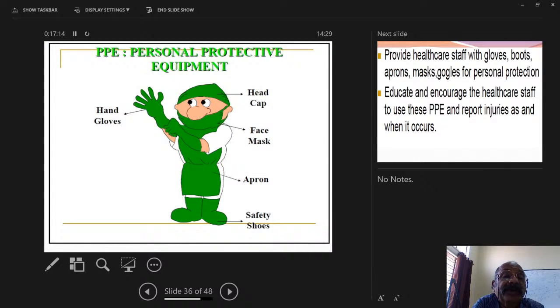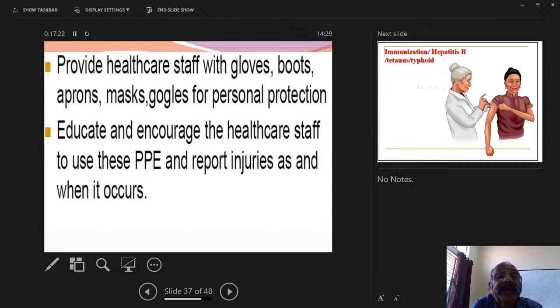So personal protective equipment: hand gloves, head cap, face mask, apron and safety shoes. Provide healthcare staff with gloves, boots, aprons, masks, goggles for personal protection. Educate and encourage the healthcare staff to use these PPE and report injuries as and when they occur.